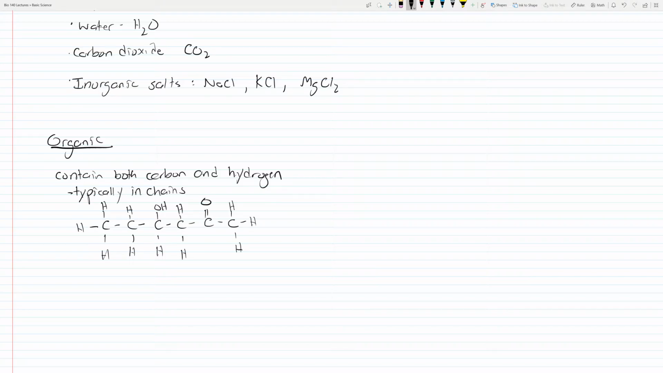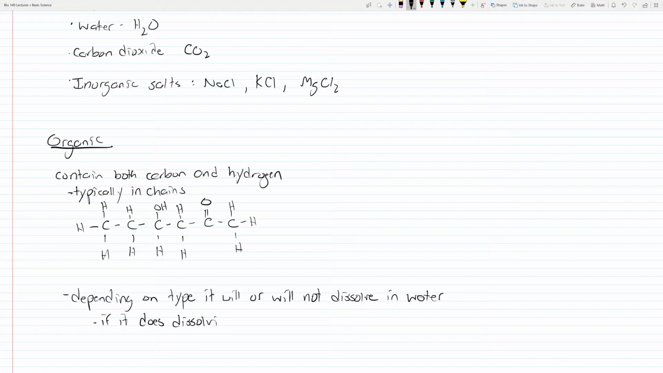Now, do they dissolve in water? It depends on the type. Depending on the type, it will or will not dissolve in water. Of the organics, most lipids will not. If it does dissolve in water, ions are not released, and they are not electrolytes.